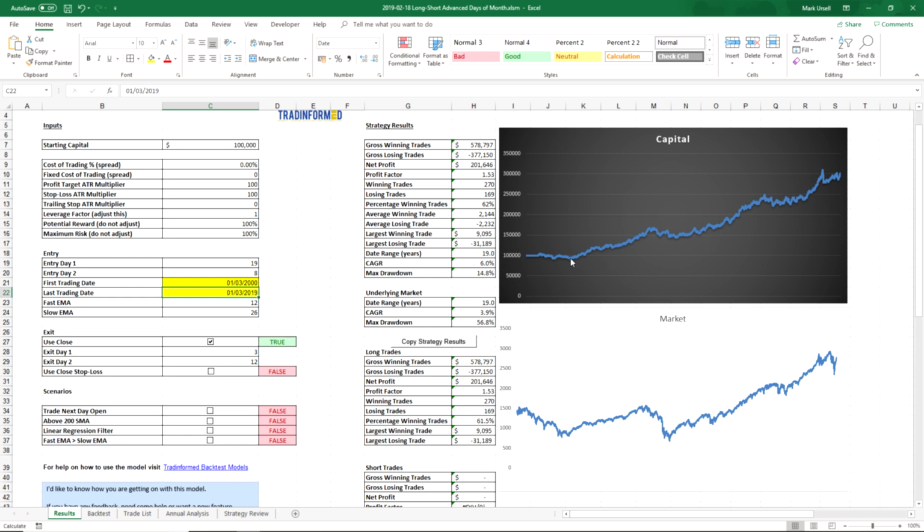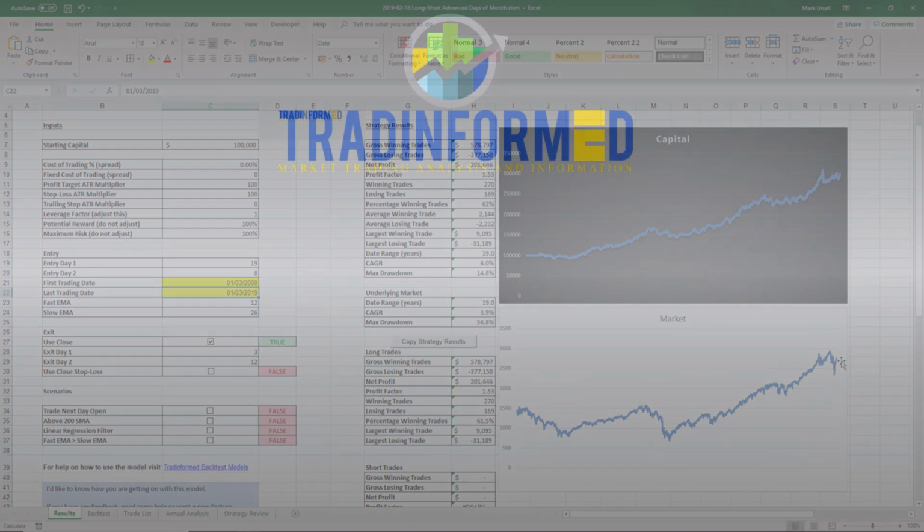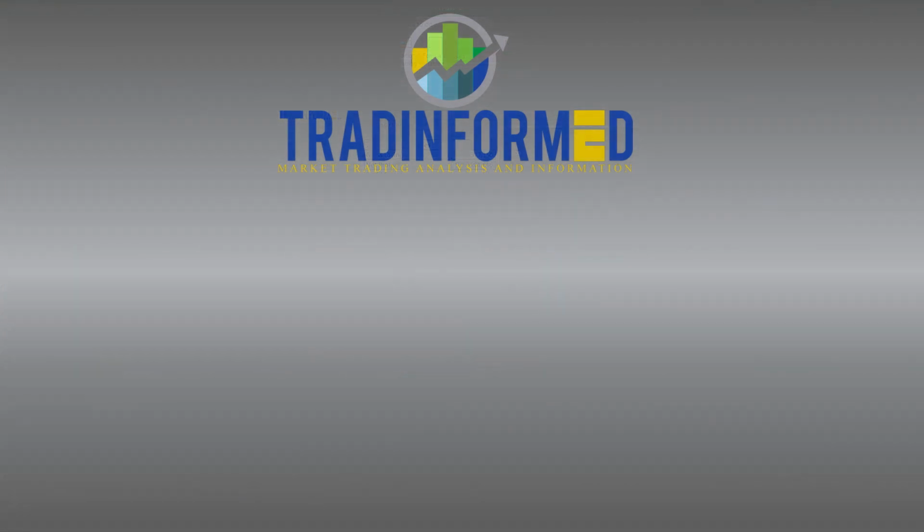And we can see that looking at the capital graph, at least with no scenarios, no clever filters, we've maintained it. We had the run up here, which was 2017, the volatility of 2018, and we've done pretty well compared to the market. Now remember, this is not a clever trading strategy. This is just opening and closing on specific days of the month.